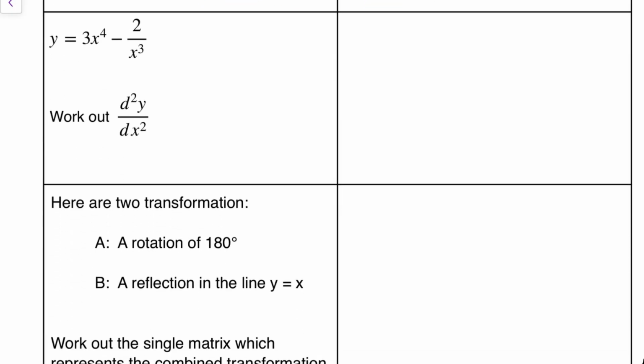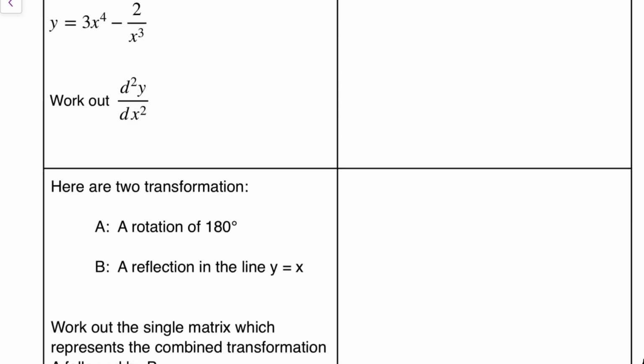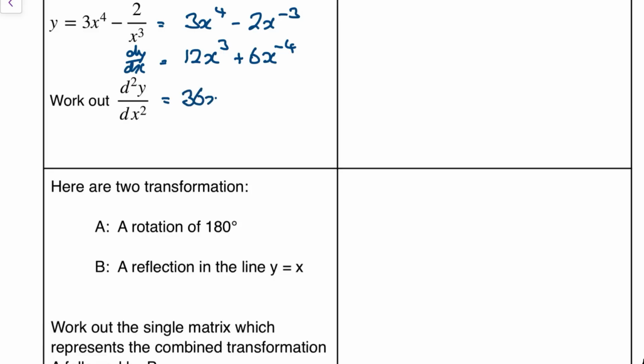Okay, next question. y equals 3x to the power 4 minus this. Now, as I've said in other videos, you don't know yet how to deal with division, so you're going to write it as 2x to the minus 3. Then you're going to differentiate. We're going to do dy/dx in between. So dy/dx is equal to 12x cubed plus 6x to the minus 4, and then differentiate again. That's going to give me 36x squared minus 24x to the minus 5. Yeah, happy with that. Good.